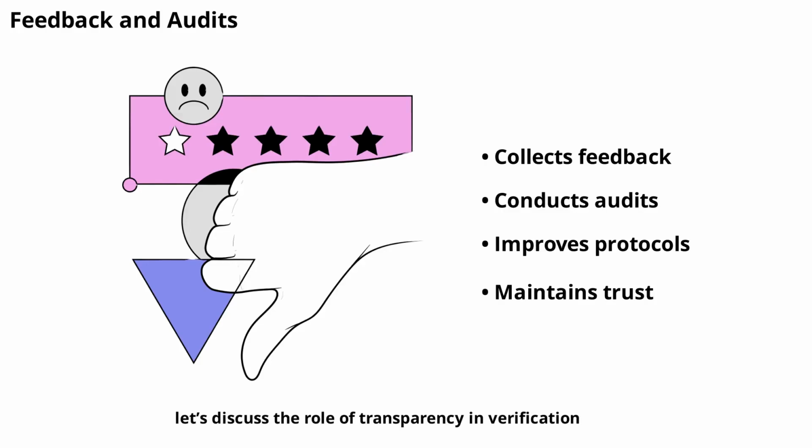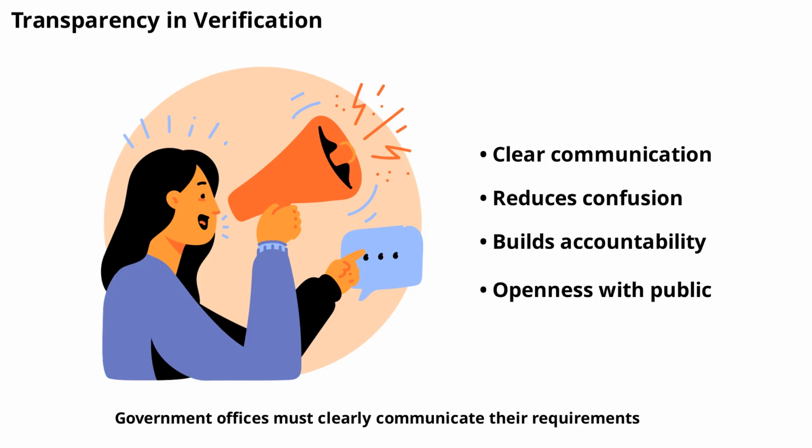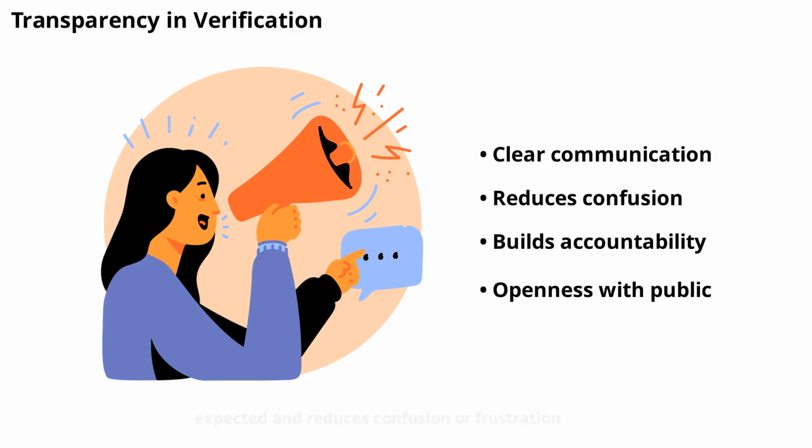Next, let's discuss the role of transparency in verification. Transparency is a cornerstone of effective verification. Government offices must clearly communicate their requirements, procedures, and decisions to the public. This openness helps applicants understand what's expected and reduces confusion or frustration. Transparent processes also make it easier to hold agencies accountable for their actions.